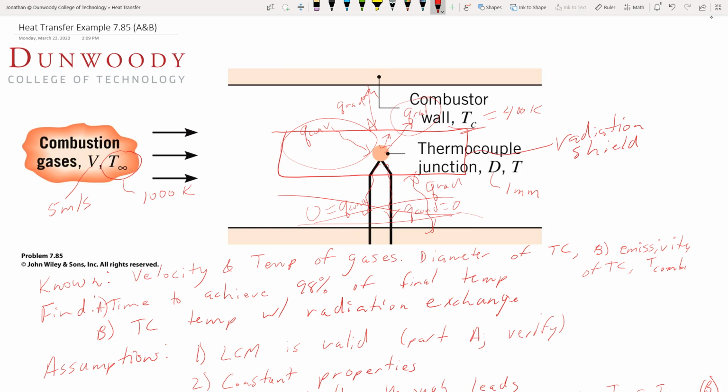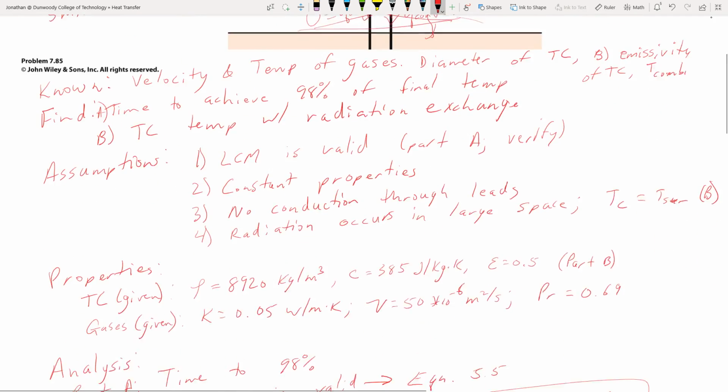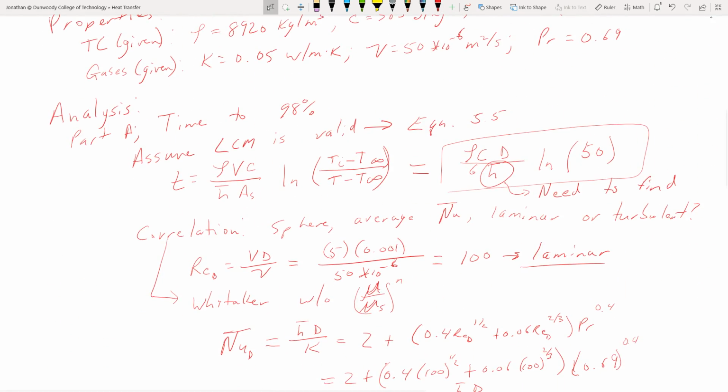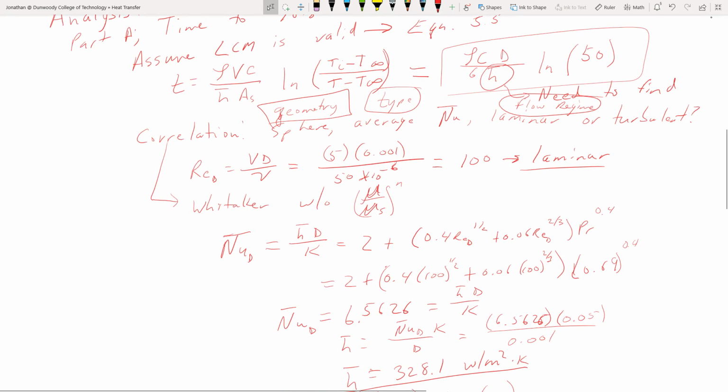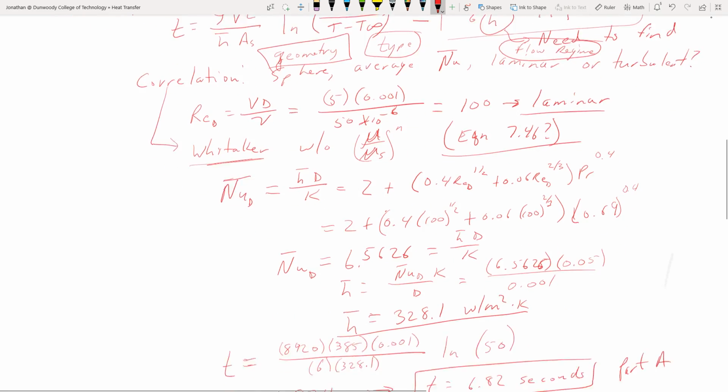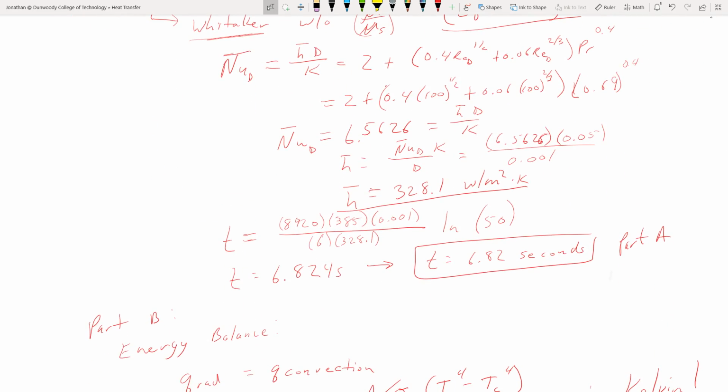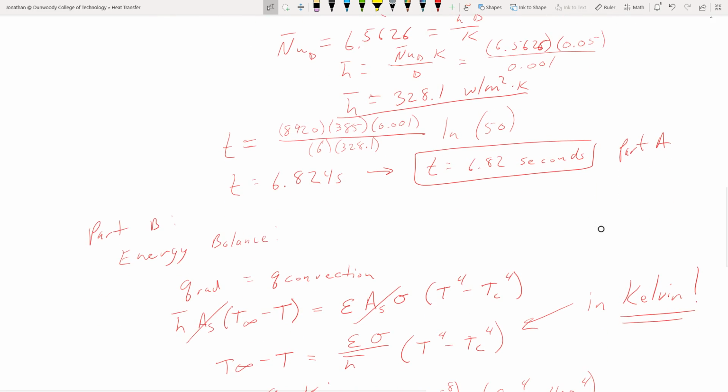So I hope that was helpful. I hope we were able to clear up any misconceptions there. Again, big picture, what are we trying to do? When we're selecting a correlation, we need to look at geometry. We need to look at the type of what we're looking for, right? An average, local, and flow regime. So we had all three of those. Found a correlation that worked well for us, this Whitaker correlation. In the book, I remember what that is, 746 maybe is what that number is. And then we use that to find that h value. And once we had that h value, we could do the other pieces of this pretty easily.